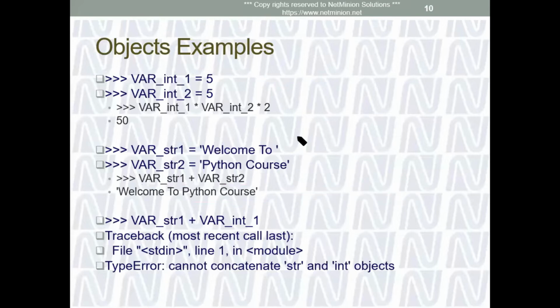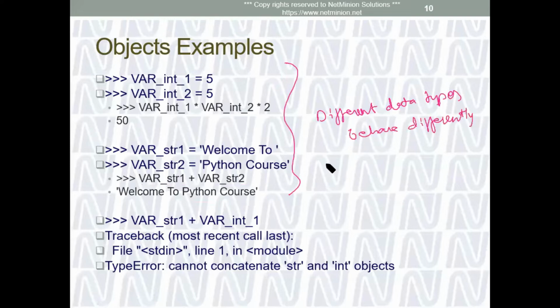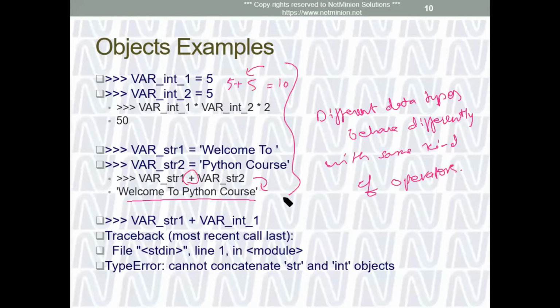It means different data types behave differently with the same kind of operators. The operator in 5 plus 5 gives me 10; it is adding the numbers. Here the same operator is concatenating the strings. We cannot add two strings, right? We can concatenate them, so it is joining the two strings.